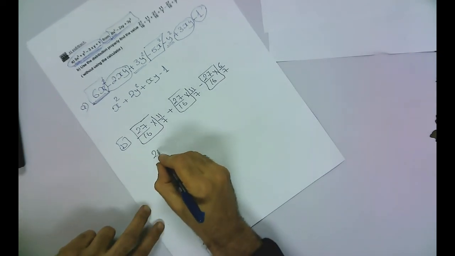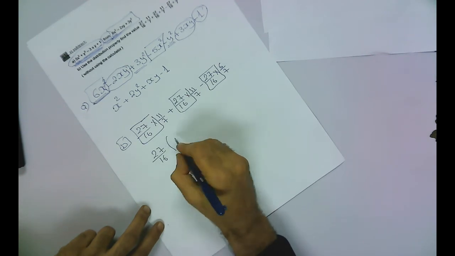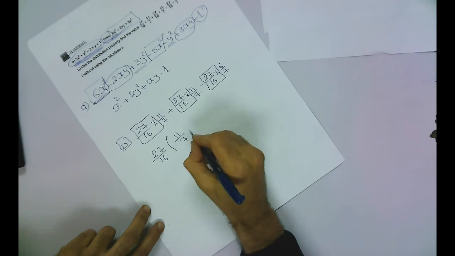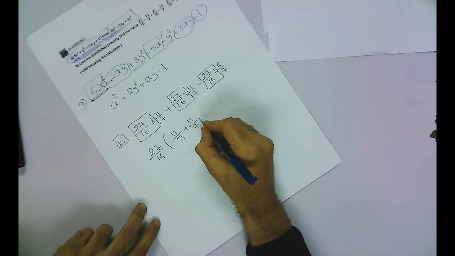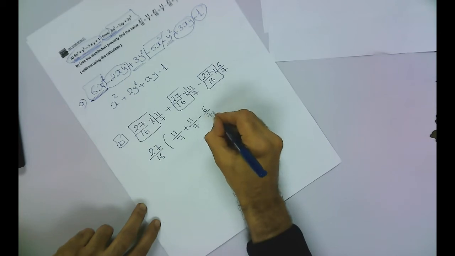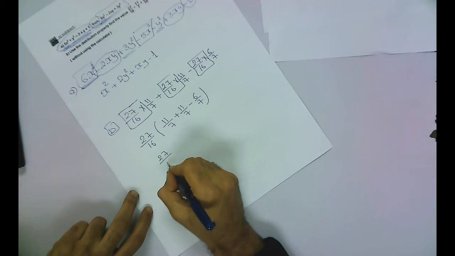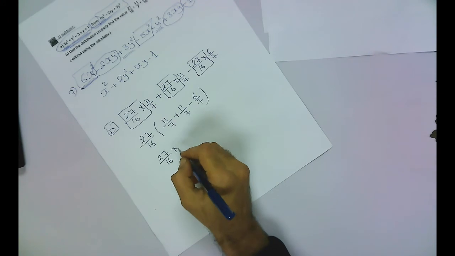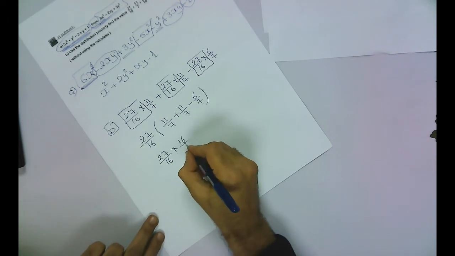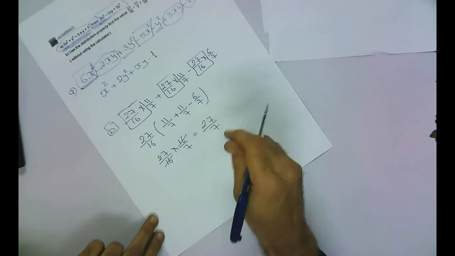So take 27 over 16 times the bracket: 11 over 7 plus 11 over 7 minus 6 over 7. Get the value of the bracket, it will be 27 over 16 times 16 over 7. Cancel 16 over 16, so the answer will be 27 over 7.